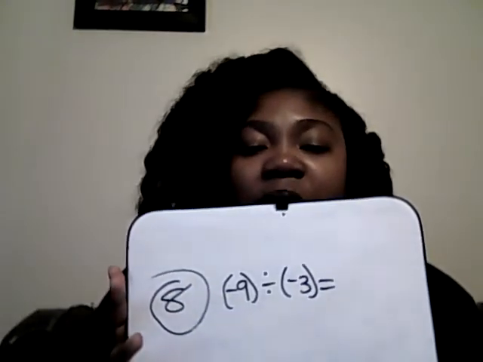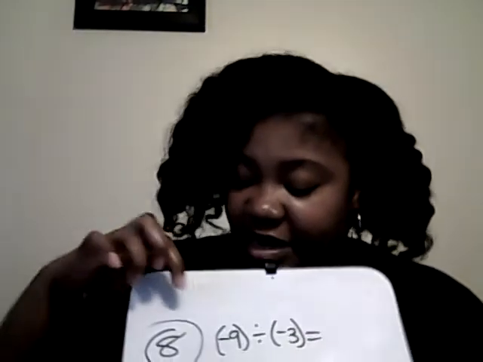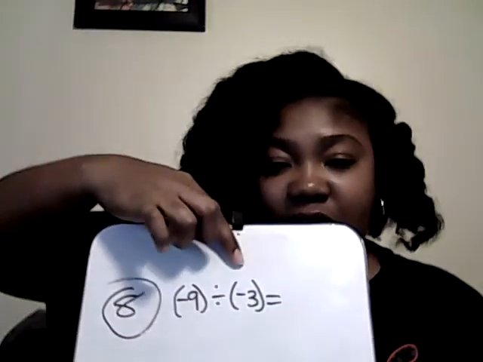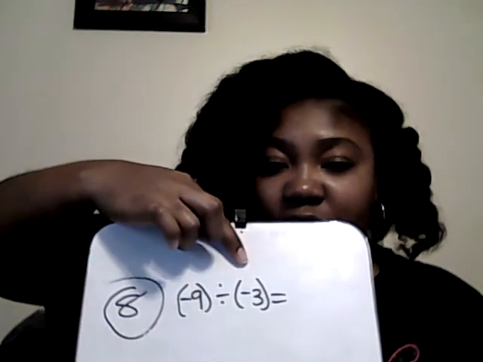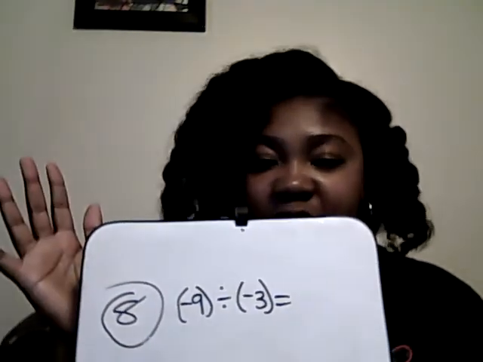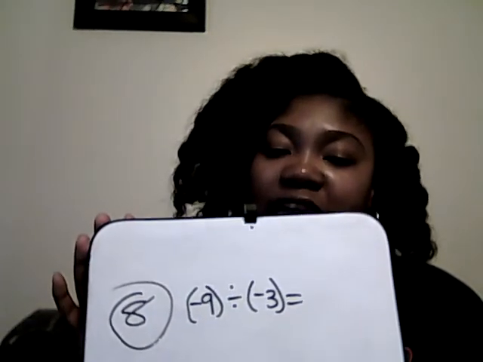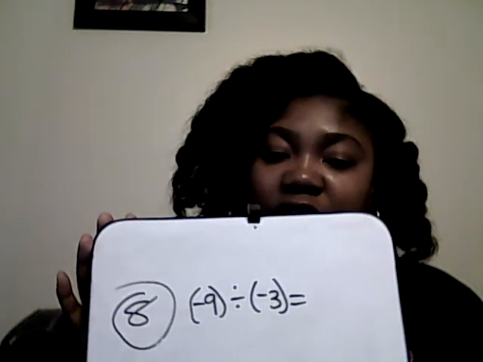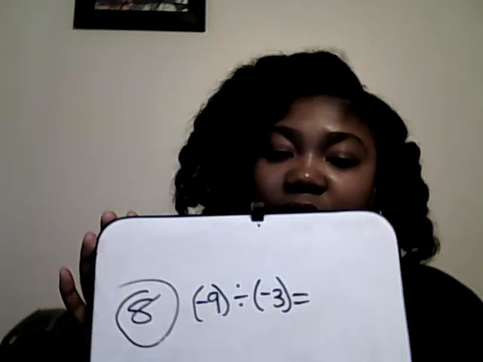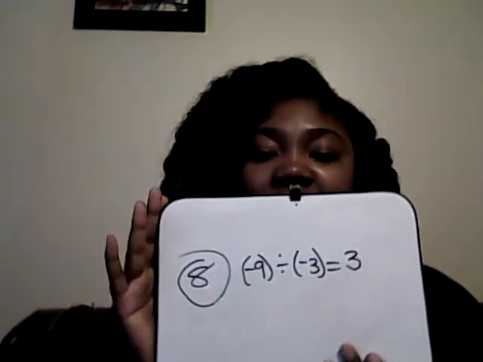Alright, so I put both in brackets this time. So we have a negative divided by a negative. You're going to do it the same way as if you just don't even see the brackets. You're going to work it out the exact same way. So negative divided by a negative is positive. So it'll be a positive what? Positive 3. Good job. Number 8 is a positive 3. Okay? So we have one more left. Number 9.